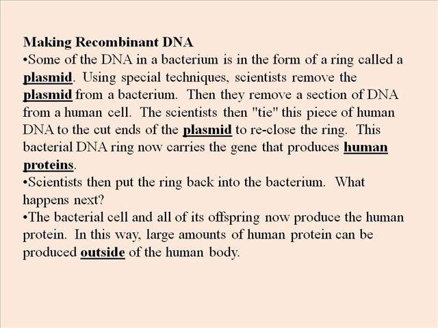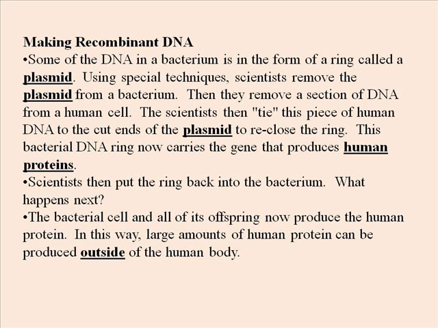The reason why bacteria is used is because it's very simple. There's one strand of DNA and it's in the shape of a circle, and we call that ring a plasmid. So what scientists are going to do using their special tools is take this plasmid and make a tiny little slice in it so that it opens up the ring.